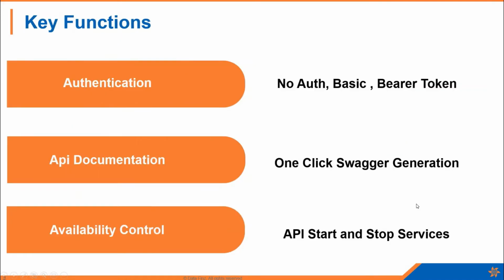Customers can choose the type of authentication for the API. As well as customers can restrict other IP addresses. Customers can build API documentation for the application. API Publisher provides the option to start and stop the API services.